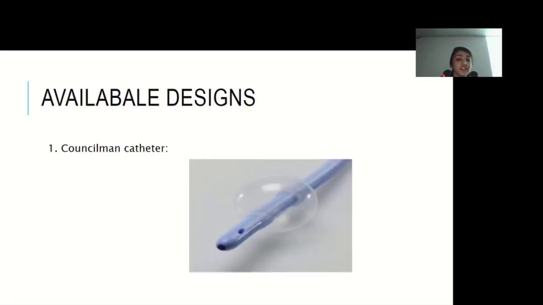The Councilman catheter is basically a catheter that is used for drainage of the lower as well as upper urinary tract. It has a hole at the tip, so this catheter is used where we need to change frequently. Via this hole, we can pass a guide wire and change this catheter over it.